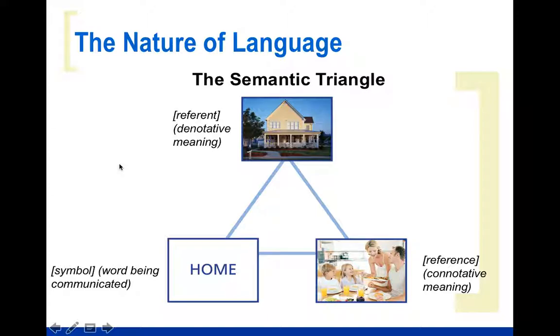We can think about the semantic triangle. All right, and this refers to how the referent relates to the symbol and relates to the reference. Referent, reference, symbol. All right, so basically, the symbol is the word home in the bottom left, right? So this is the symbol, this is the word that we're communicating, right? Now, home in itself doesn't mean anything. However, there's a referent. We've created a denotative meaning to it.